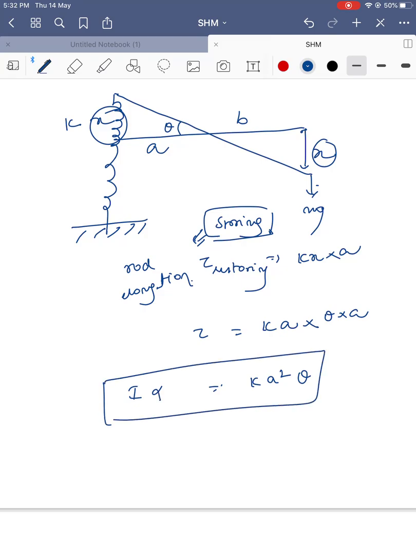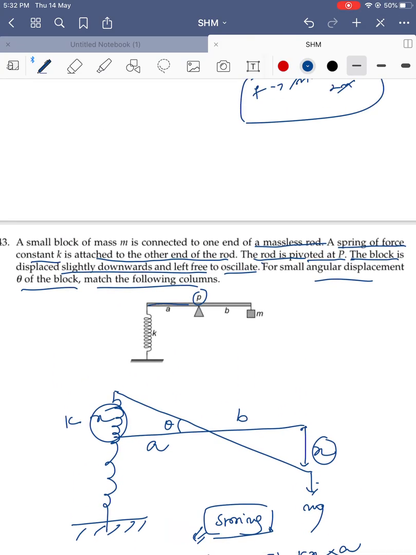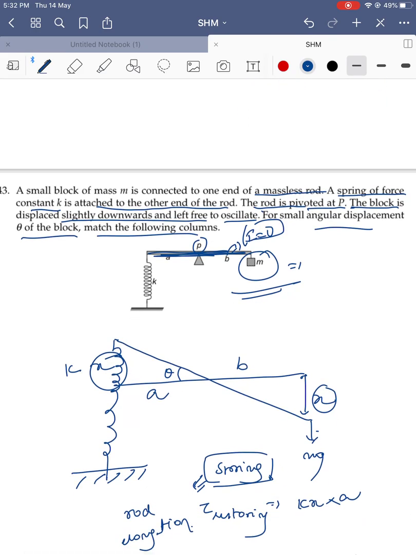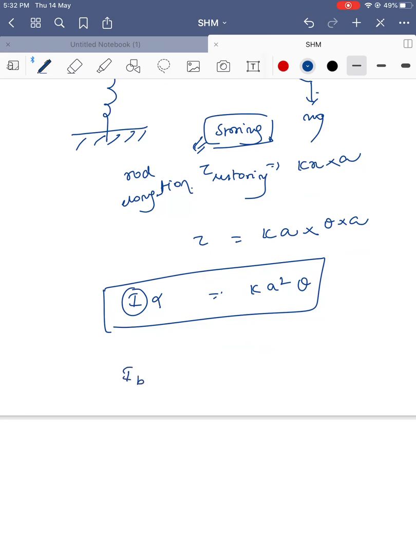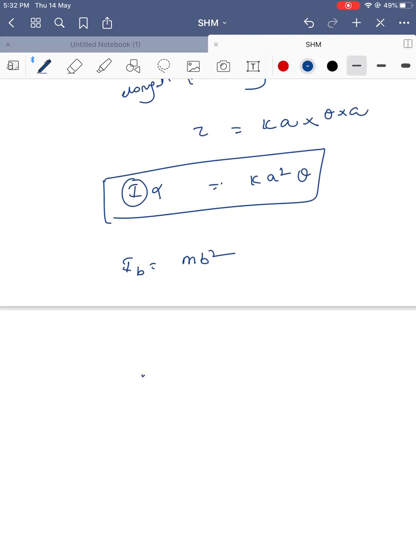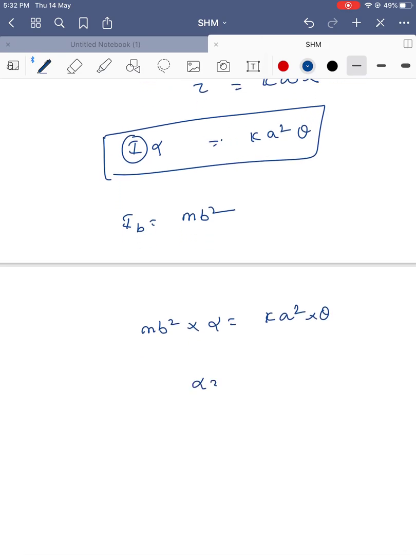Now when you see I, the rod is massless. When there is no mass for the rod, the moment of inertia of the rod is 0, but still there is the mass m at a distance of B. So the moment of inertia about the point of rotation is m into b square. So m b square into alpha is equal to k a square into theta. Alpha is equal to minus k a square by m b square into theta, with the minus because it is coming down.